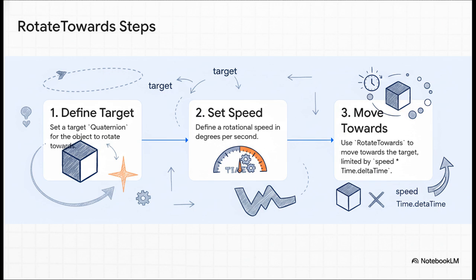And this is so important. Multiplying by Time.deltaTime makes our rotation frame rate independent. It turns our speed from degrees per frame into degrees per second. So it'll be just as smooth on a super fast gaming PC as it is on an older laptop.